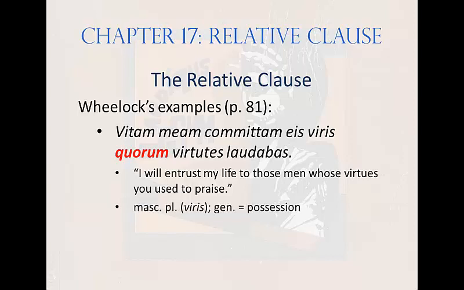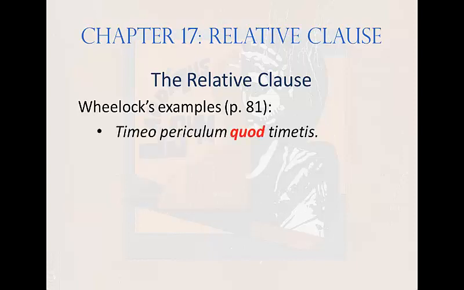Quorum is masculine plural because its antecedent viris is masculine plural, but its case is genitive to show possession because that's how it functions in its own clause. And finally, timeo periculum quod timetis, meaning, I fear the danger which y'all fear.